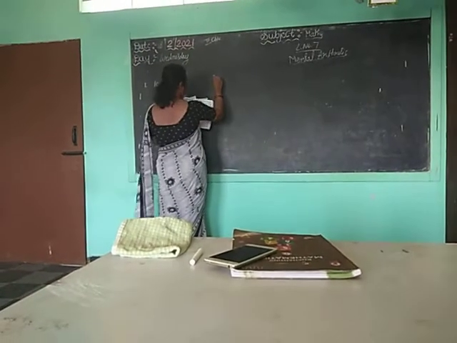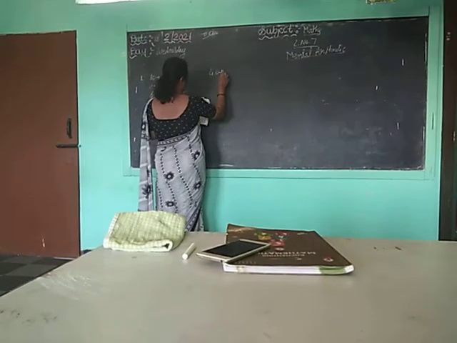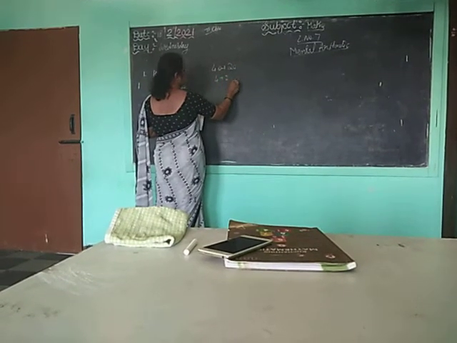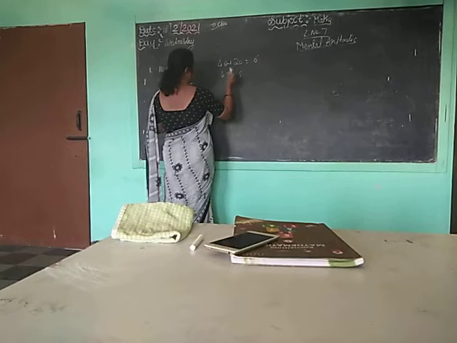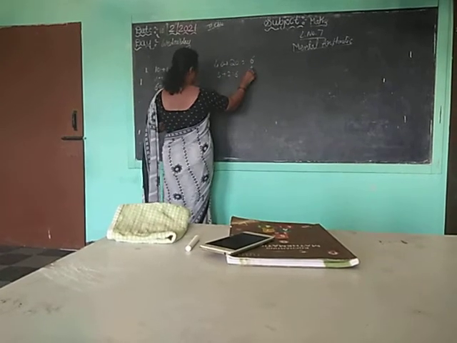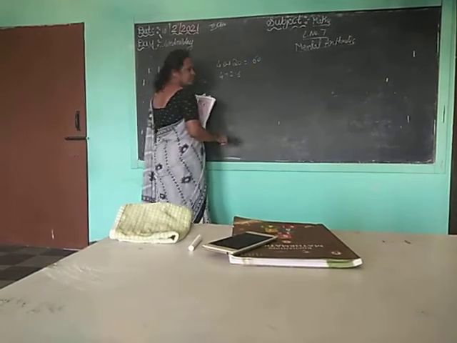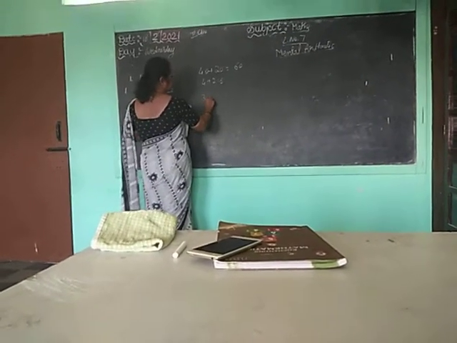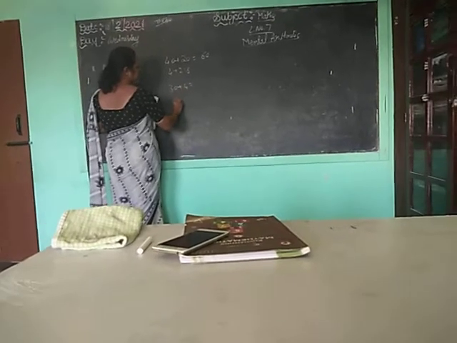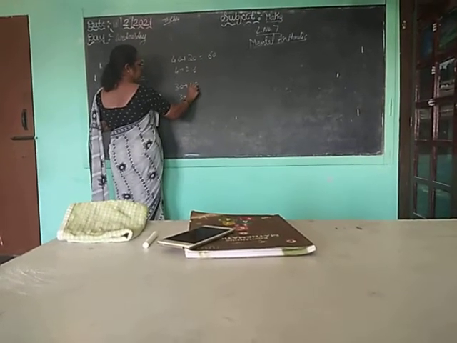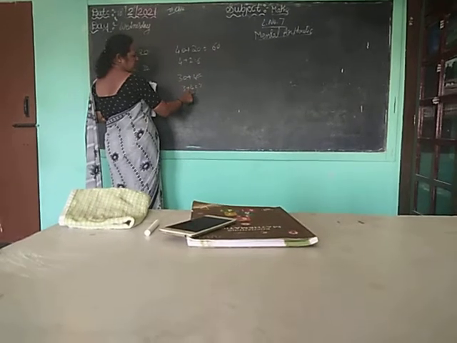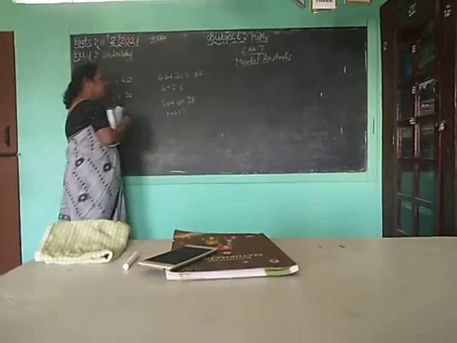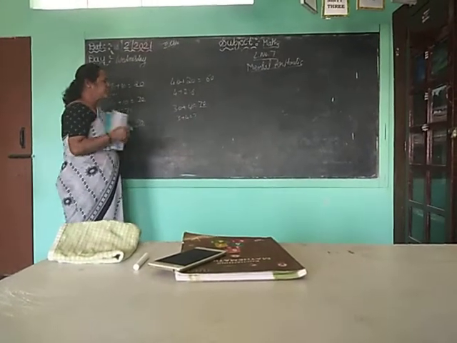Okay. 40 plus 20. If you add 4 plus 2, how much is it, children? 6. So 40 plus 20 is 60. Okay. 30 plus 40. So 3 plus 4 is equal to 7. 3 plus 4 is 7. So 0 plus 0 is 0. Okay. So 30 plus 40 is how much? 70.